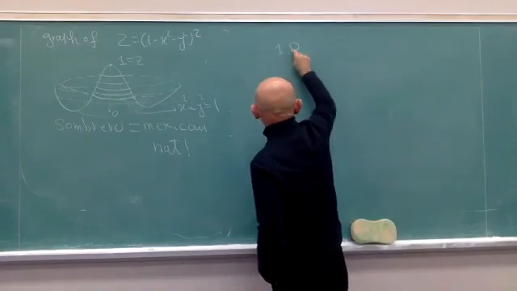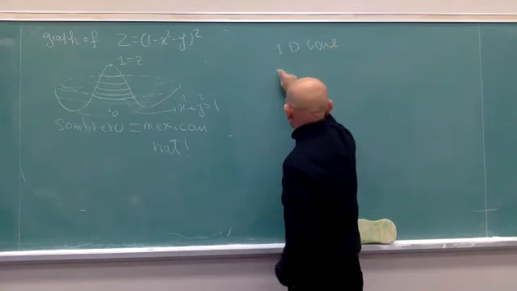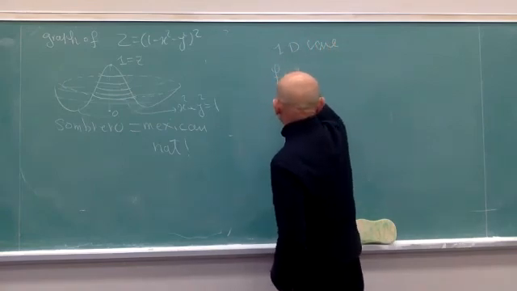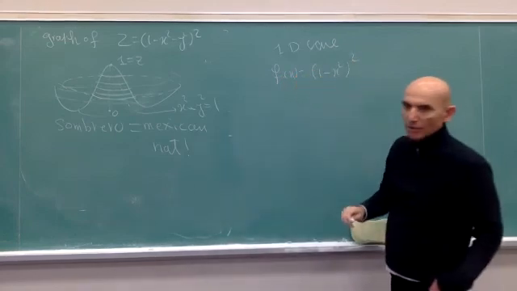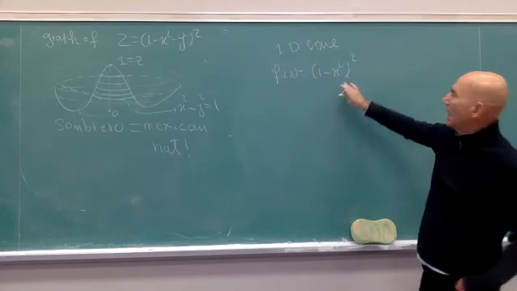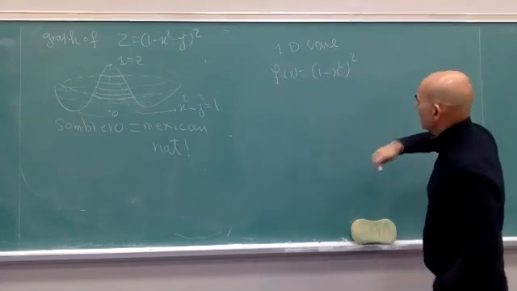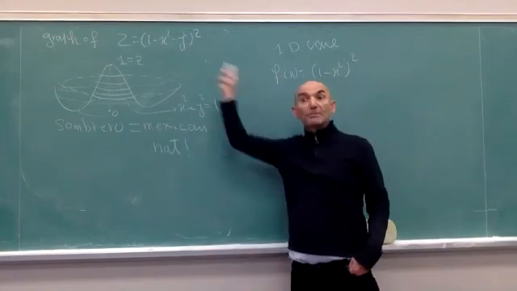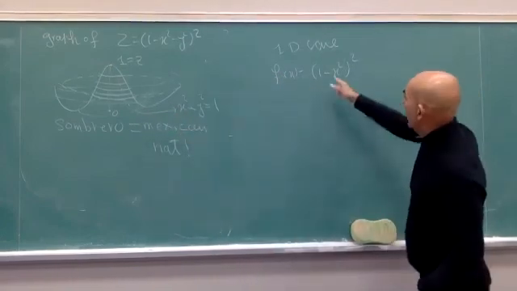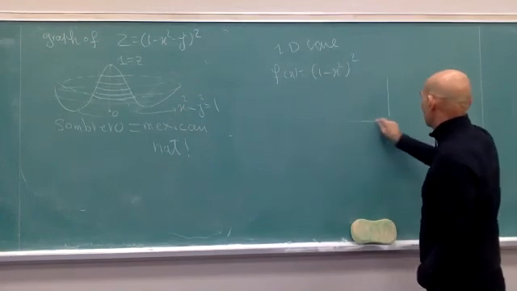So let me now look at the 1D case of this: f(x) = (1 - x^2)^2. You can gain something a little more about the nature of this function by looking at the 1D case of it and then going to 2D. So how does it look? It looks like this.